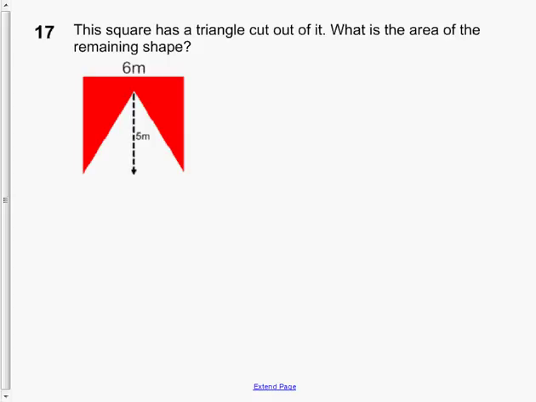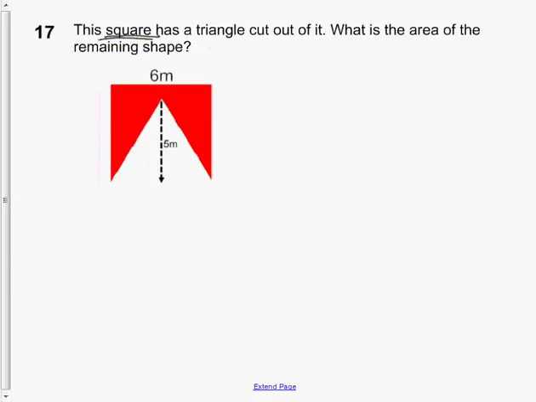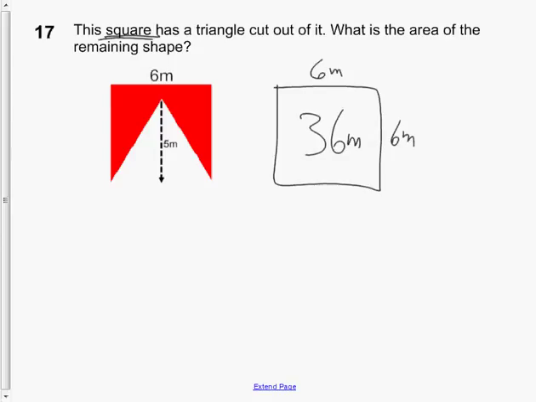Question 17 says this square, a very important piece of information right there, has a triangle cut out of it. So if I was to think of this shape, I'm going to ungroup it for a second here. Oh, I can't. Okay, I have to keep it like that. So if it was a red square, this red square right here would have been a 6 meter by 6 meter square, which means the area of the red square without anything cut out would have been 36 meters.